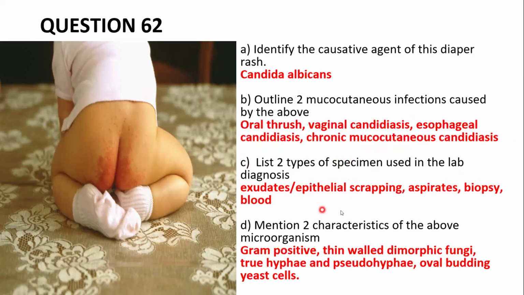Definitely blood, okay? Two characteristics of the above: it is a yeast, so it's gram-positive. Thin-walled dimorphic fungi. Okay. Then true hyphae and pseudo-hyphae. Then oval budding yeast cells. These are very specific for Candida. You see this statement? It displays both pseudo-hyphae and hyphae. Okay. The pseudo-hyphae are the elongated budding yeast cells. Okay, those are the pseudo-hyphae. And then the hyphae is the ones we saw.